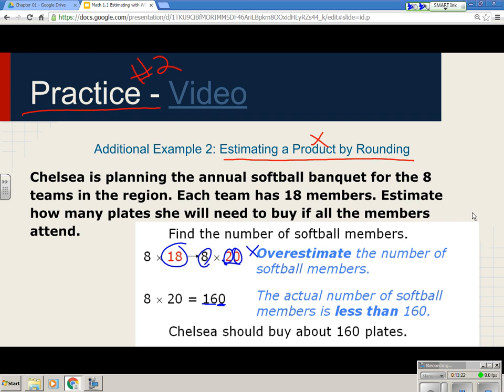And here we're saying that Chelsea should buy about 160 plates. If she has a few extra left over, it's probably not going to cost too much more, and you know that you're safe by having enough. So for the notes, I don't want you to write the entire problem, but I do want you to write down this information because this shows how you think through an overestimating situation. Once you have this down, then you can move on. So pause the video and I'll see you in a little bit.